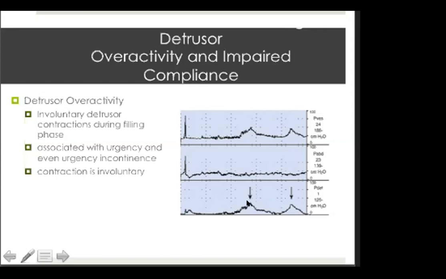If we see a spike in the outflow, at the same time that the pressure of the detrusor muscle rises, it is considered incontinence when there is flow of urine.